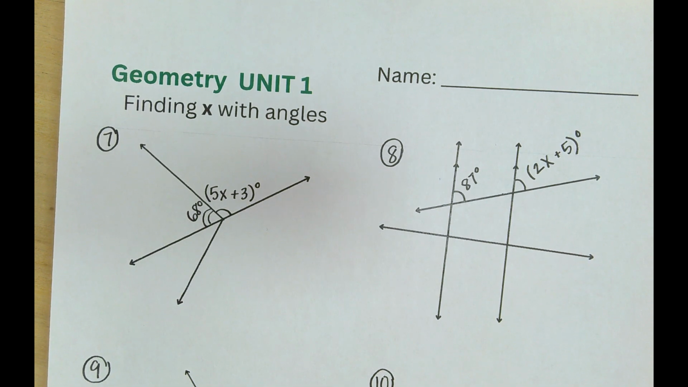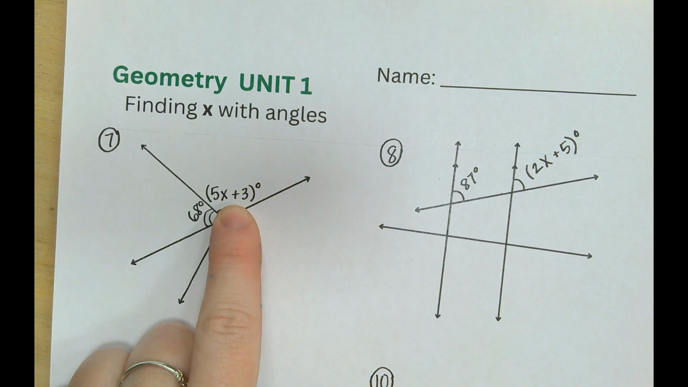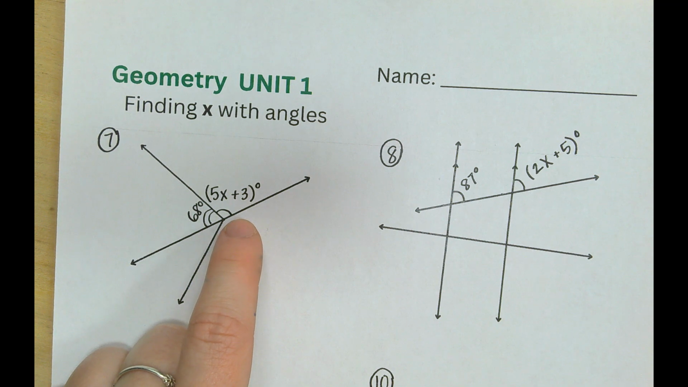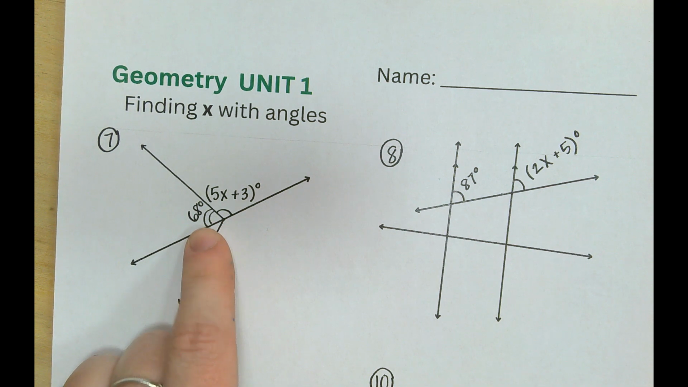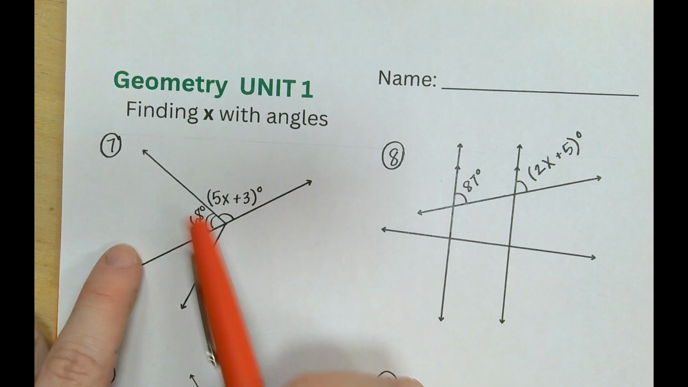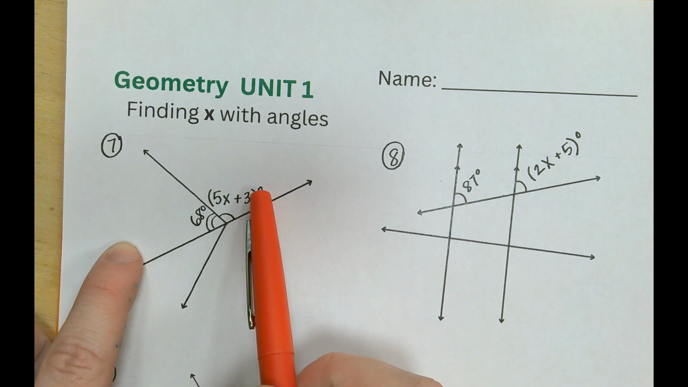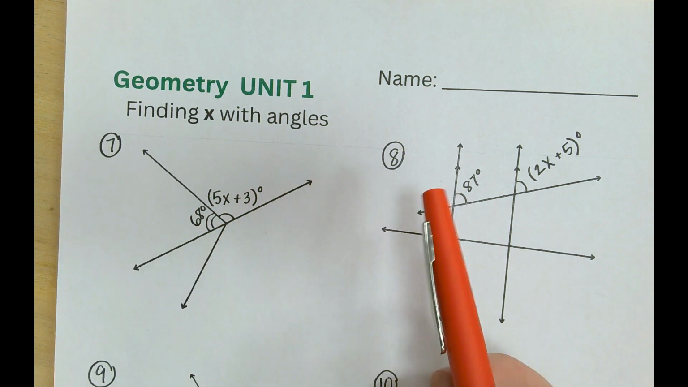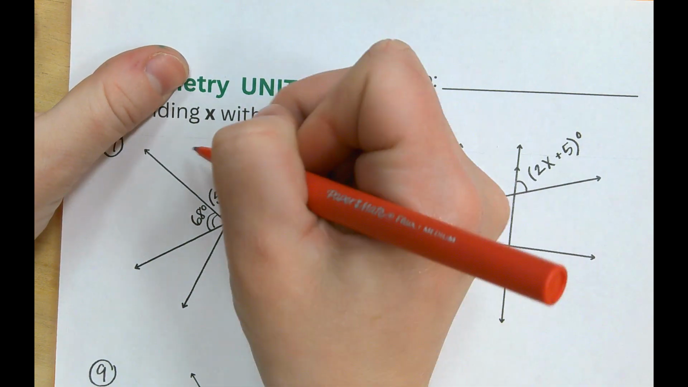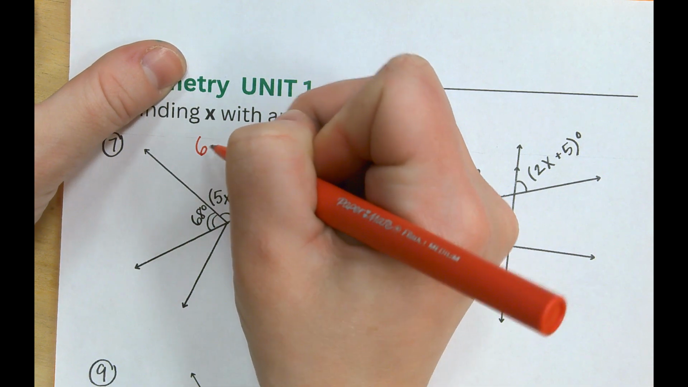5x plus 3. Okay, we're going to use that 5x plus 3 for sure. How are we going to use it though? 68 plus 5x plus 3. Okay, so add these two angles together. Okay, so what's that going to do? Equal to 8. There's what I needed.